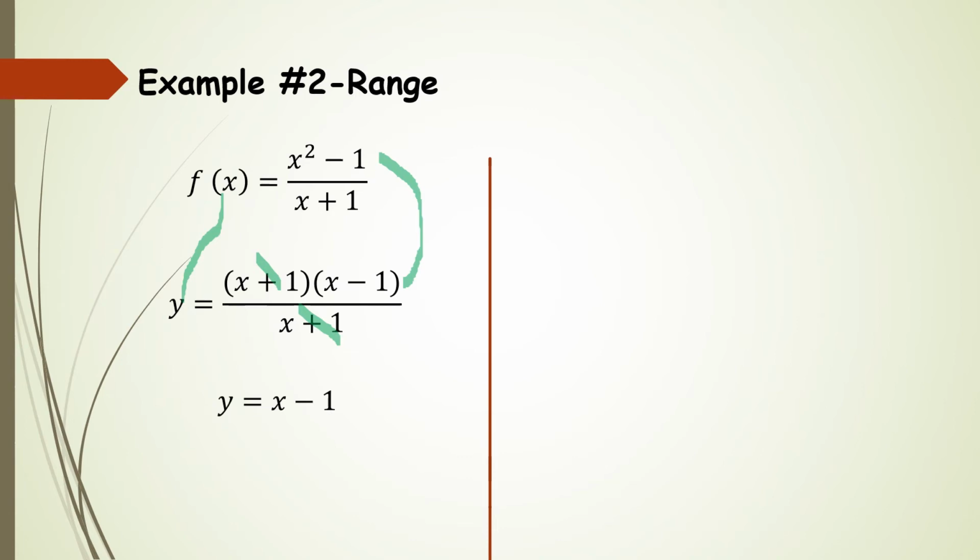So what remains is x minus 1. So we have y is equal to x minus 1. Since we already solved the value of x sa domain, which is equal to negative 1, we simply substitute the value of x to find y. Therefore, we have y is equal to negative 1 minus 1, which is y is equal to negative 2.